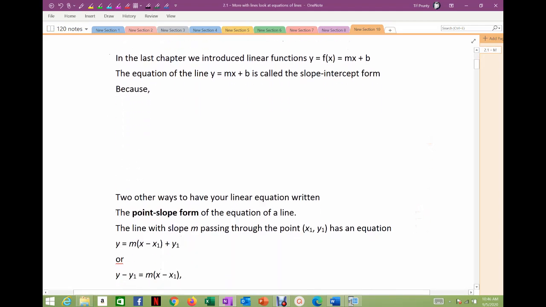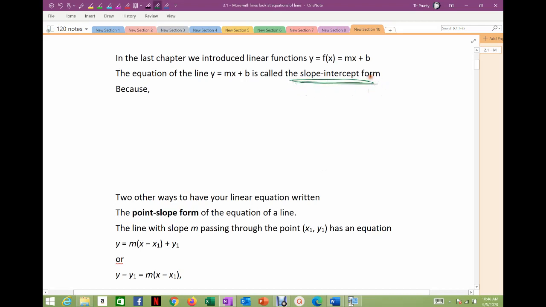Alright, so the first thing, reminding you what the linear function is from chapter 1. This is the one we got introduced to in chapter 1: y equals our function f of x, which is mx plus b. I'm going to drop the function part and just say y equals mx plus b. There's my linear equation, y equals mx plus b.